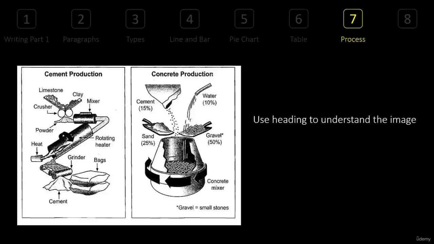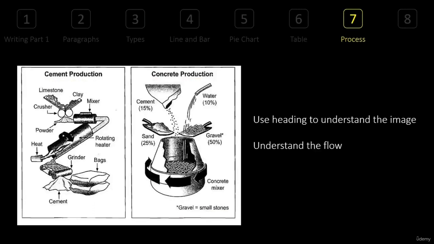Let's remember one thing. Use the headings to understand the image. What are the headings? You can see here, cement production, concrete production. You have gravel, which equals small stones. That means we get information. Apart from that, we also have information about what is happening in the diagram. These are called rotating heaters. This is called power. This is called a crusher. So headings do provide information about the image.